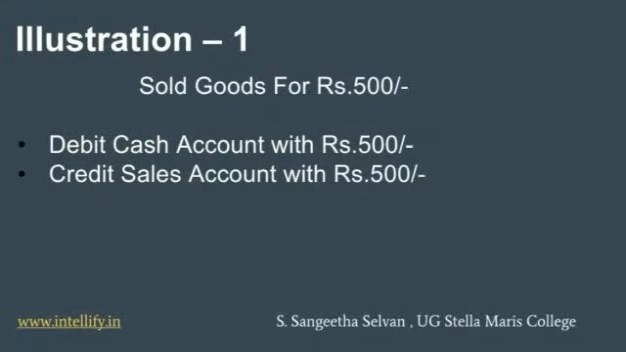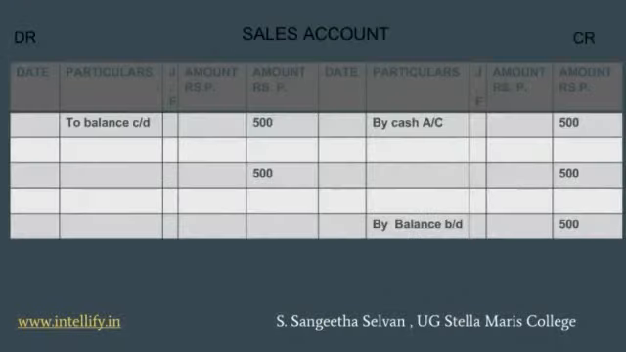So let us take an example and learn this process fully. So here I have taken a simple illustration. Sold goods for rupees 500. So what should we have done here? We have to debit cash account with 500 because cash is coming in, and we have to credit sales account with 500 because goods is going out.